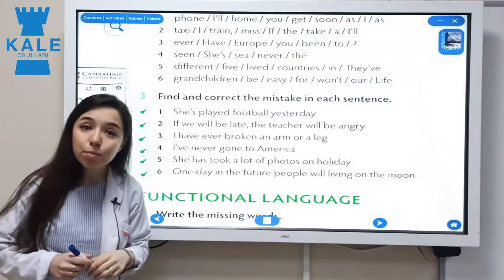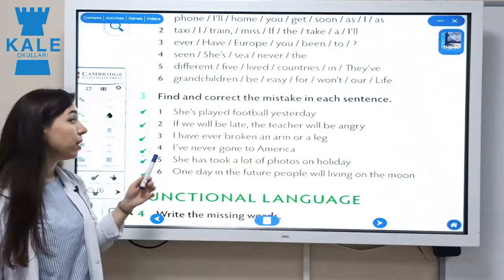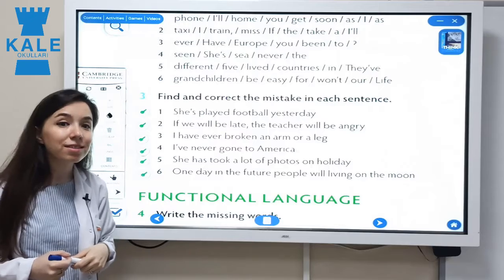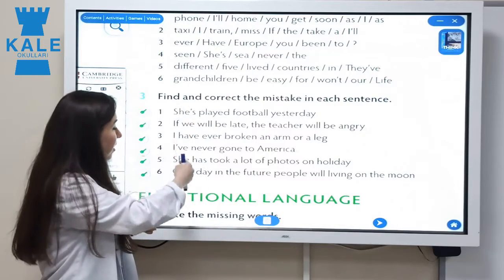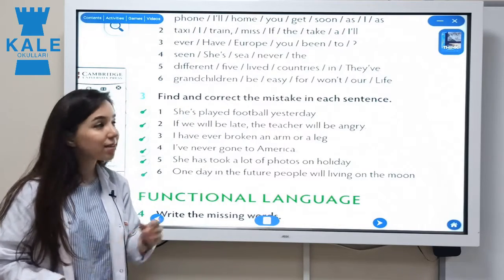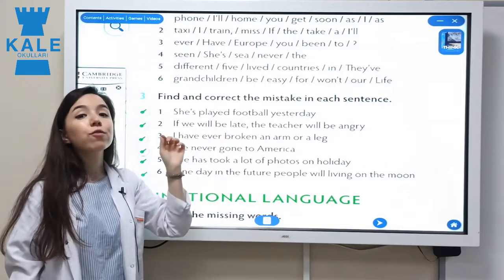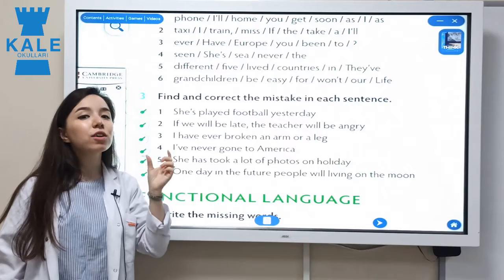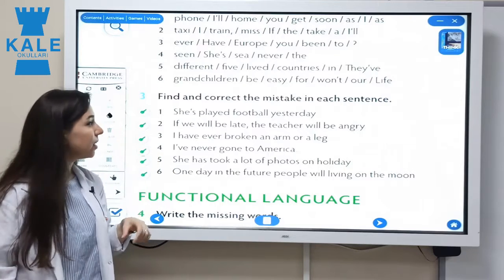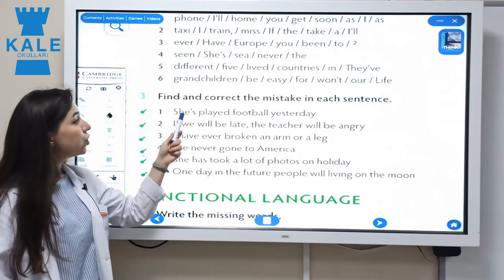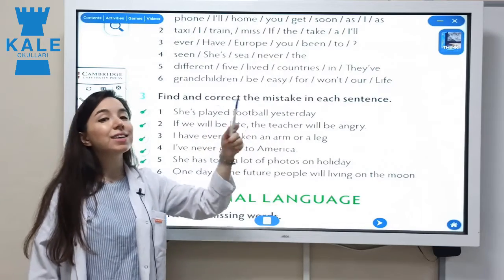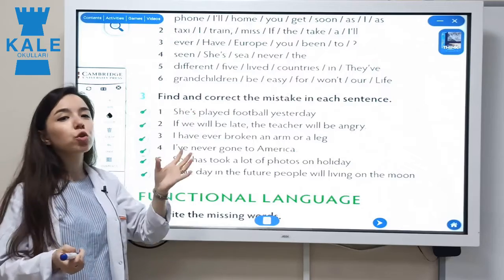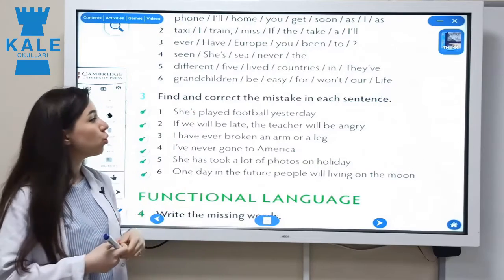One of the parts in our exams that I really like so much is find and correct the mistakes in each sentence. It means that we have 6 sentences here, yes? In each sentence, you have to read it correctly and find the part that is not correct. It has a mistake here. For example, come here. She has played football yesterday. What is the problem here? Which part is not correct? Which part is a mistake? You have to correct it.